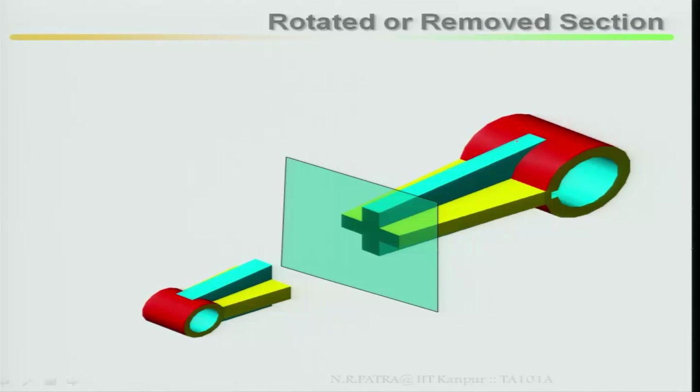Rotated or removed sections: be careful, this is used particularly in mechanical machines. Take one example. I cut at the middle, and at any of the middle, how does it look? There is a square shape, and there is a T shape at both the ends.